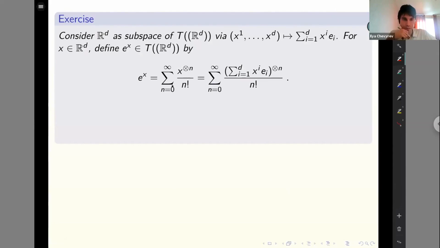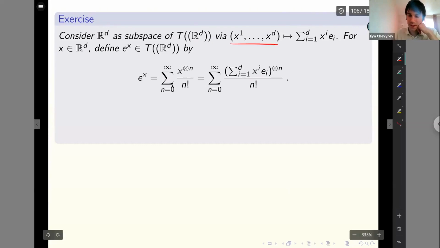Okay, so time for another exercise. Let's consider R^d as a subspace of this vector space T(R^d). I'm just going to map an element, a vector with coordinates x1 until xd, to its canonical basis element in front of each one of these indeterminates, and just put the coordinate of x.